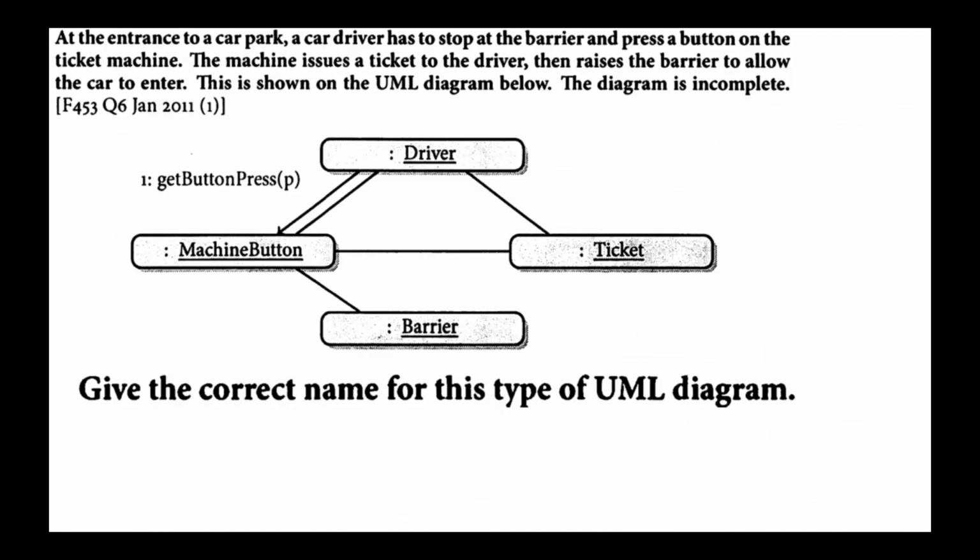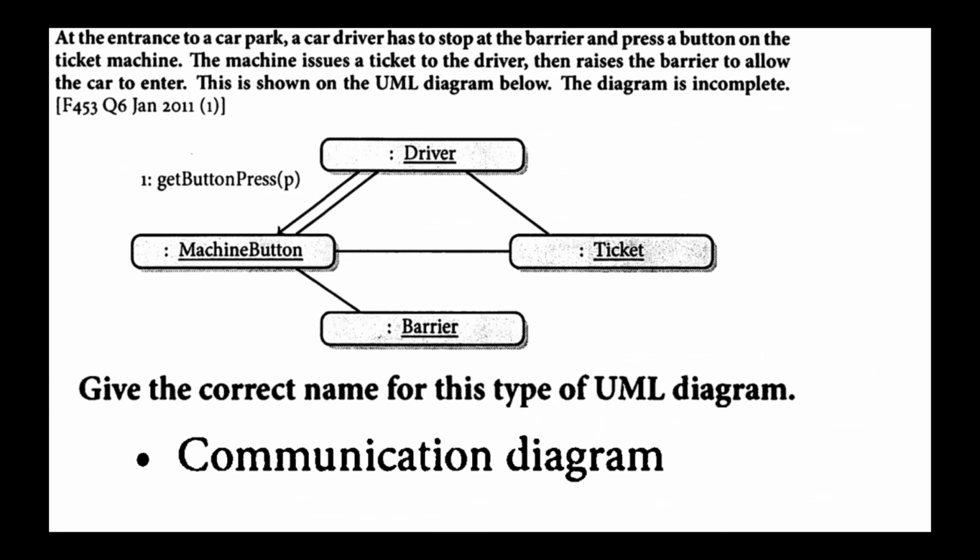At the entrance to a car park, a car driver has to stop at the barrier and press a button on the ticket machine. The machine issues a ticket to the driver, then raises the barrier to allow the car to enter. This is shown on the UML diagram below. The diagram is incomplete. Give the correct name for this type of UML diagram. This is a communication diagram.